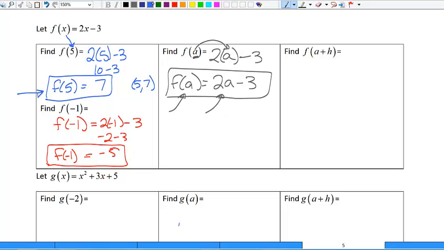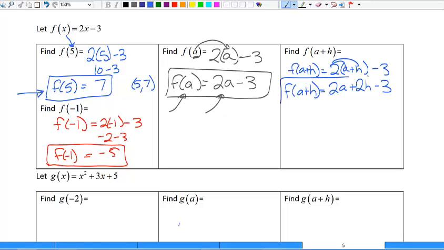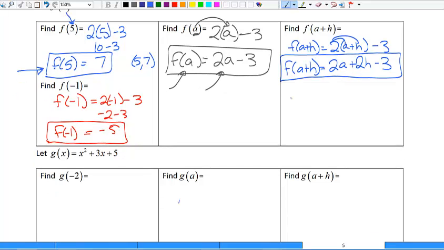All right, next one. I'm trying to find f of a plus h. Every time I see an x, I'm going to take out the x and replace x with a plus h. So I have 2a plus 2h minus 3. There's no way to reduce that, so I am done. If I could simplify or reduce it, I would, but there's nothing that combines. So it's a matter of simply substituting whatever's in the parentheses in for x and reduce or evaluate.